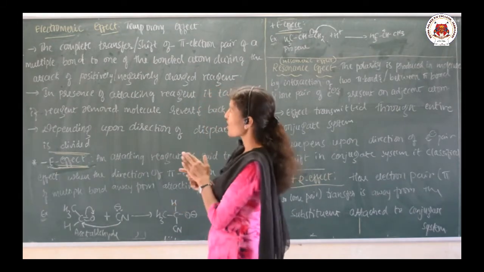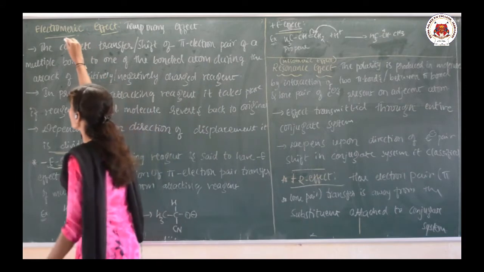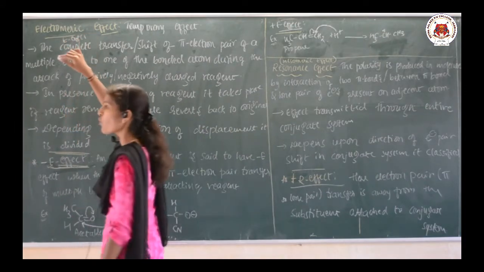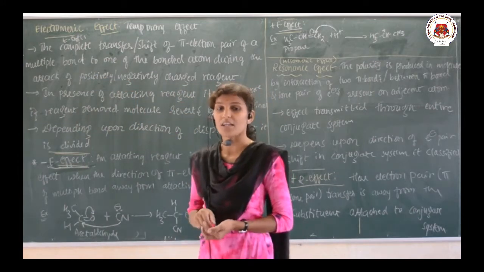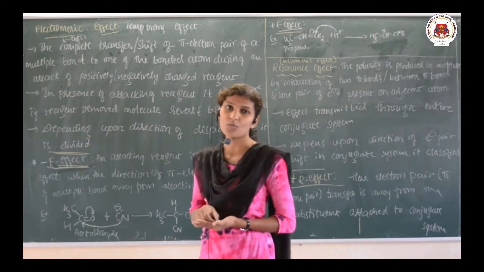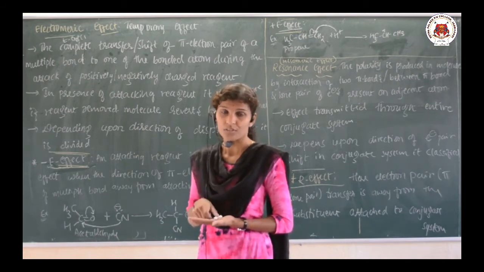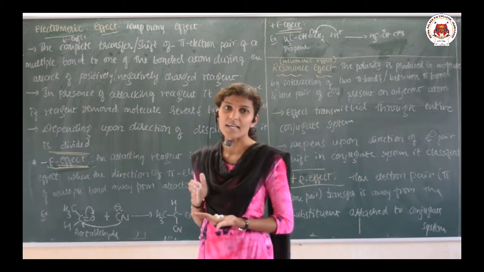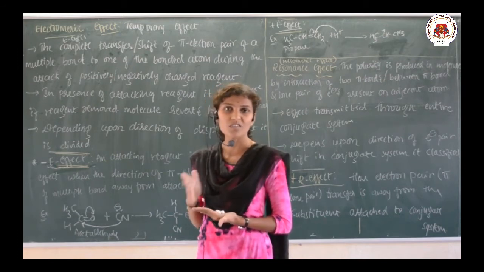So what is the electromeric effect? It is shortly written as the E effect. The definition is: the complete transfer of the pi electrons of the multiple bond to one of the bonded atoms in the presence of a positively or negatively charged attacking reagent. Clear? I hope the definition is clear.